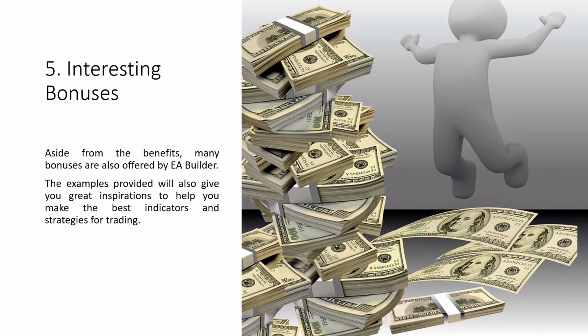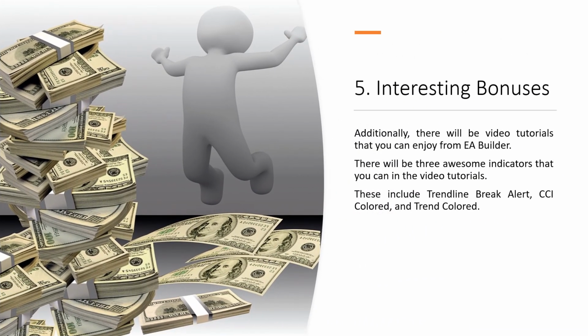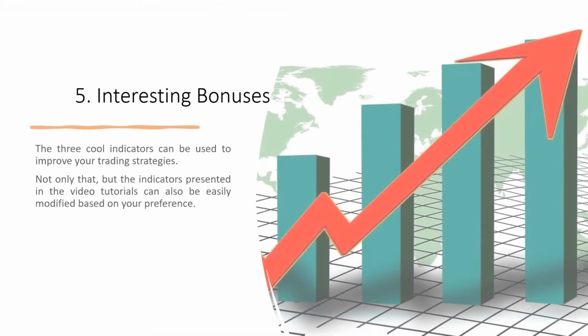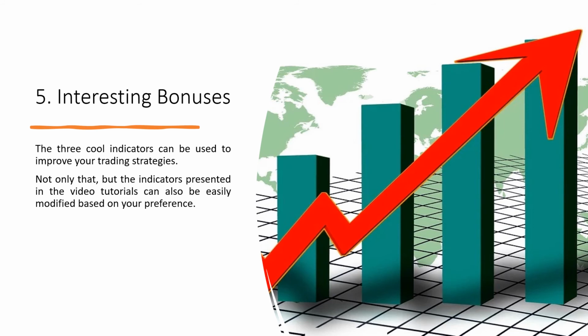5. Interesting bonuses. Aside from the benefits, many bonuses are also offered by EA Builder. The examples provided will also give you great inspiration to help you make the best indicators and strategies for trading. Additionally, there will be video tutorials that you can enjoy from EA Builder. There will be 3 awesome indicators that you can find in the video tutorials. These include Trendline Break Alert, CCI Colored, and Trend Colored. The 3 cool indicators can be used to improve your trading strategies. Not only that, but the indicators presented in the video tutorials can also be easily modified based on your preference.